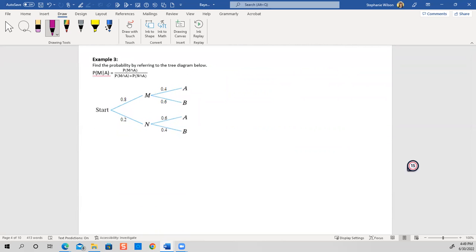Let's do example 3. We're going to find the probability by referring to this tree diagram again. We're given this formula that we're going to be working with to solve it. So we are looking again at M and we're looking at A. So if we're looking to see this group that has A occurring and happening, and A's been given to us, we're going to have to do a little bit of work to solve for that. So, and this, let me see if I can get that line to go away.